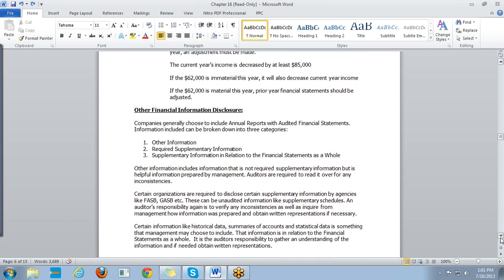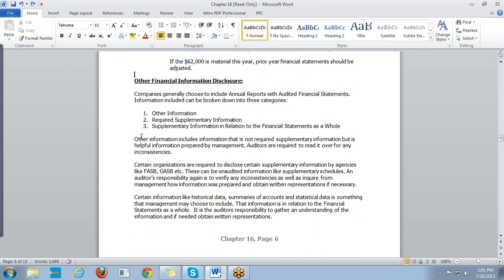We now move to other financial information disclosure. Okay, what are the other things that we need to disclose? Now, what kind of information are you going to disclose in the footnotes? As you know, the companies usually will, with the audited financial statements, include the annual report of management. Okay, and that information could be other information, required supplementary information, and supplementary information in relation to the financial statements as a whole. So what is your duty as an auditor related to these statements?